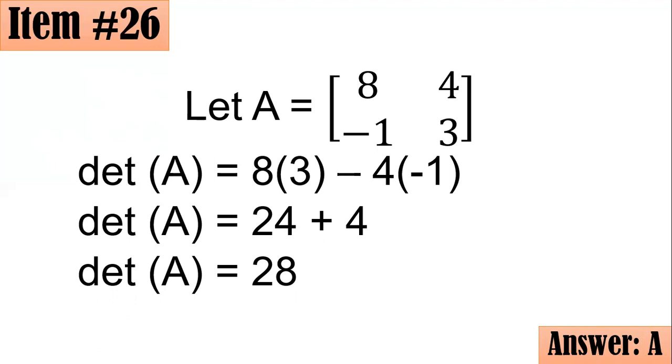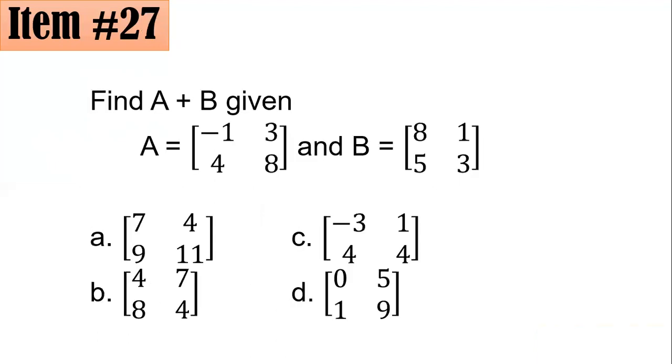27. I hope you are still doing fine out there. Feel free to pause the video and go back from time to time if you need to. Find A plus B if A is the matrix with negative 1, 3, 4, 8, and B is 8, 1, 5, 3.